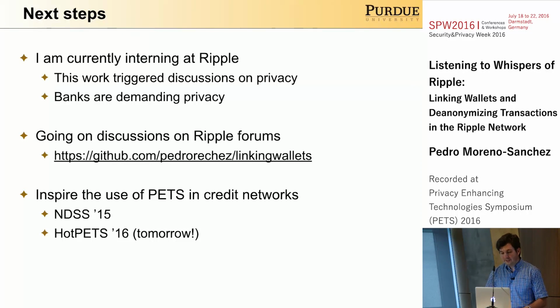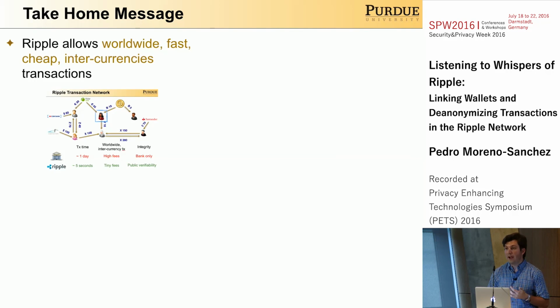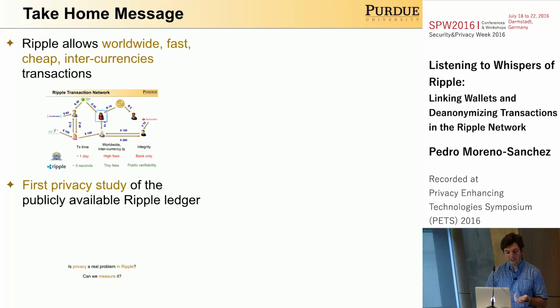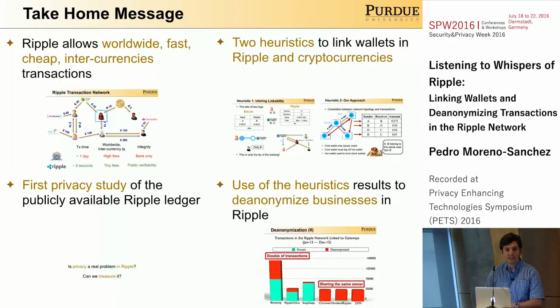In the last 30 seconds I have, let me show you the take-home message from this talk. We have seen so far that Ripple allows worldwide, fast, cheap, and intercurrency transactions all over the world. We have seen the first privacy study that studies the publicly available Ripple ledger. We have defined two heuristics that allow us to link wallets not only from the Ripple network, but also from different cryptocurrencies. And finally, we have used our heuristic results in order to de-anonymize businesses that are running right now in the Ripple network. And with that, I would like to finish.